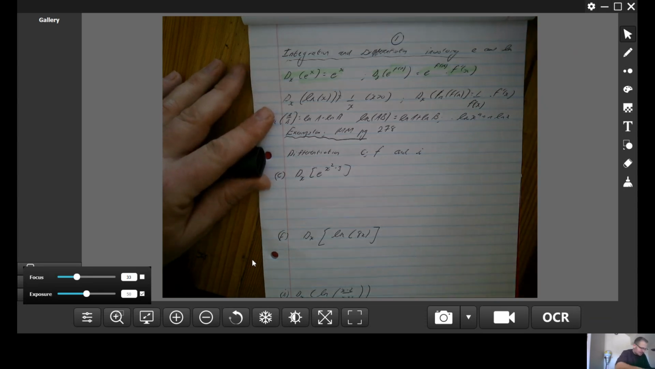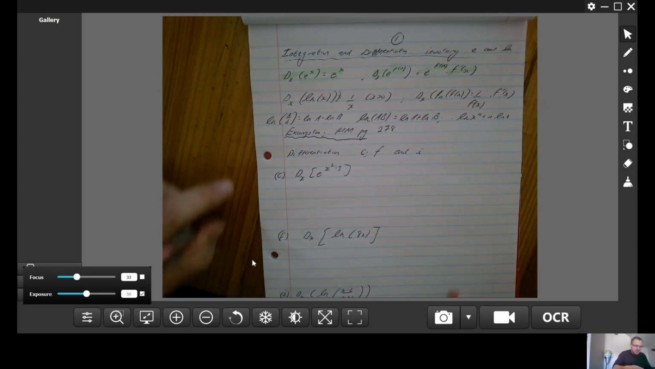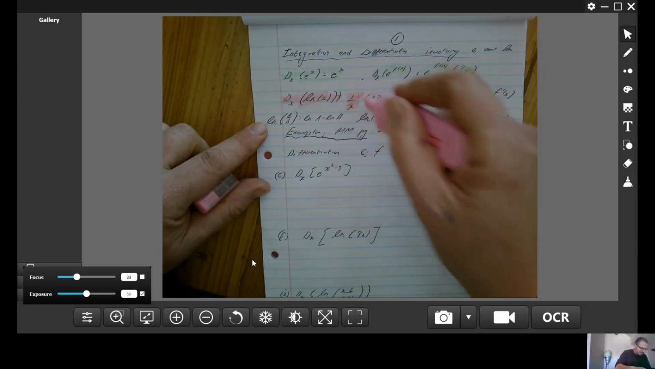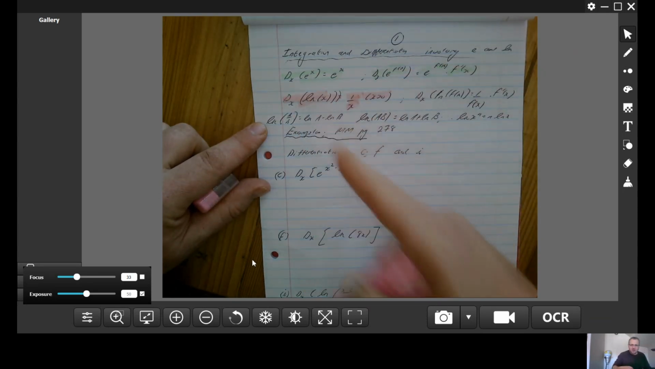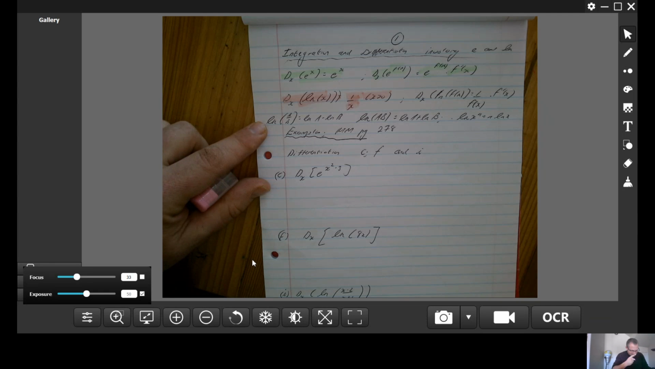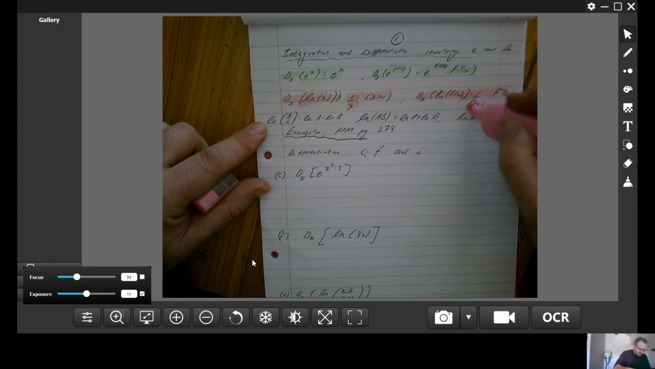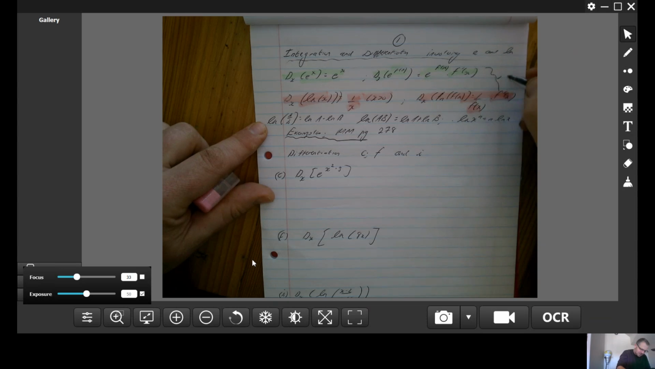Remember that the derivative of ln x is equal to 1 over x, but remember there's a restriction on a log that x has to be bigger than 0. The derivative of ln f of x, using the chain rule, will be 1 over f of x times f dashed of x. So both of those are just using the chain rule.